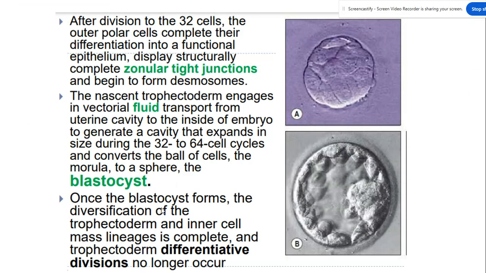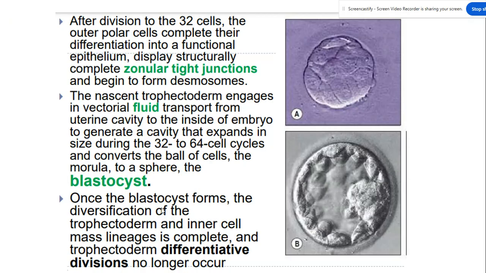After division of 32 cells, the outer polar cells complete their differentiation into a functional epithelium, display structurally complete zonular tight junctions and begin to form desmosomes. All right, so after 32, you are in a morula. Now you're going to start forming tight junctions and begin to form desmosomes.